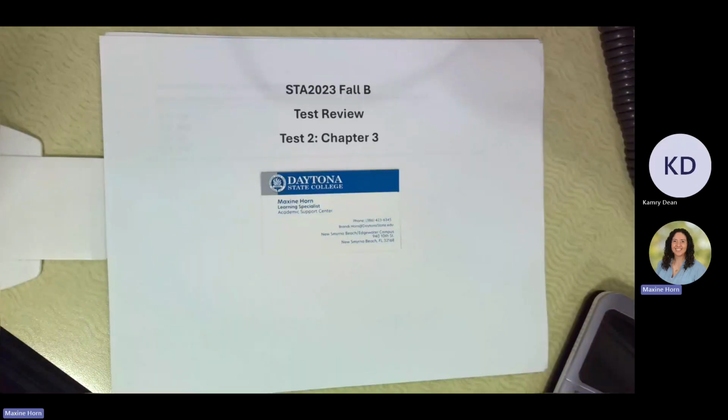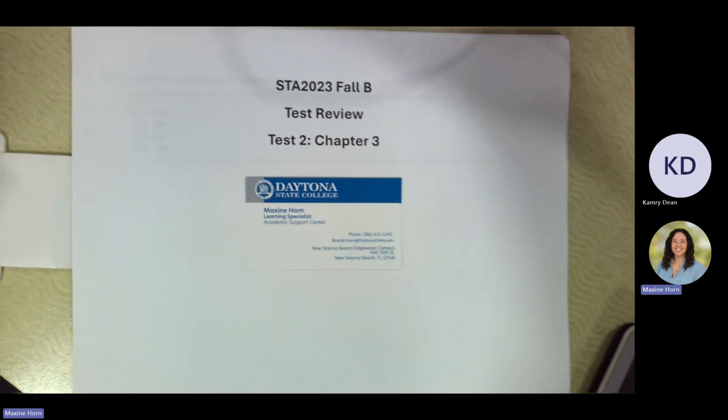So this is the review for the Fall B Stats course. This is for Test 2, which is Chapter 3.